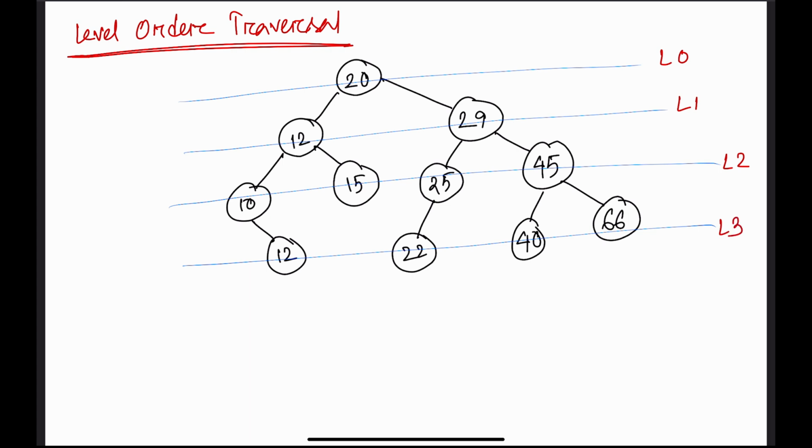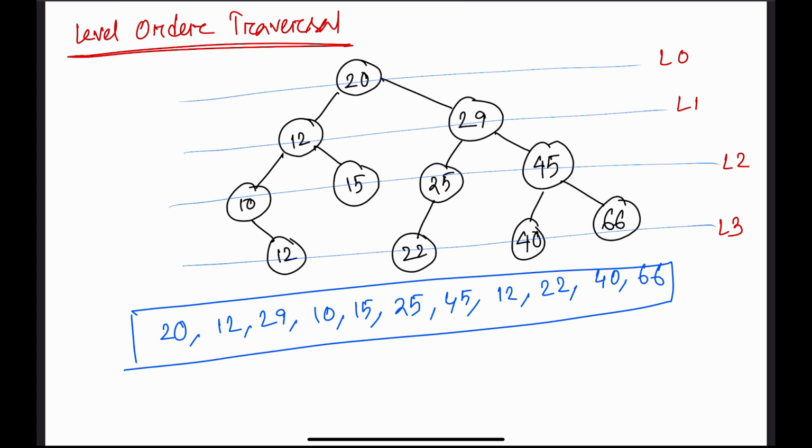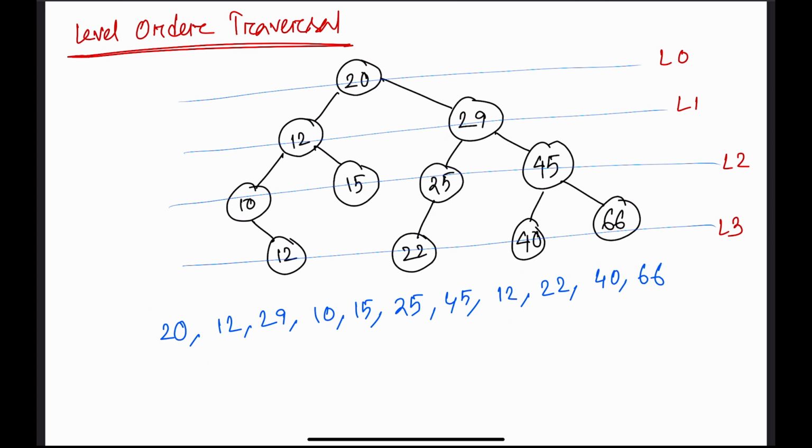So obviously the level order traversal would be 20, then 12, then 29, then 10, then 15, 25, 45, 12, 22, 40, and 66. This is the level order traversal. So this is the basic thing.